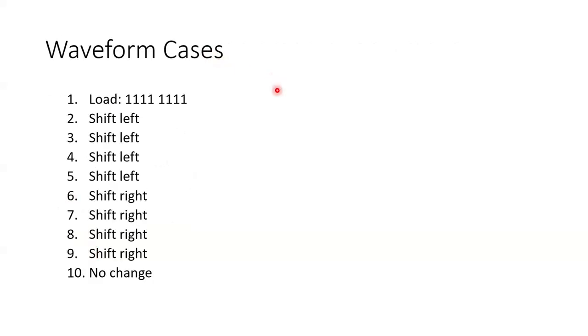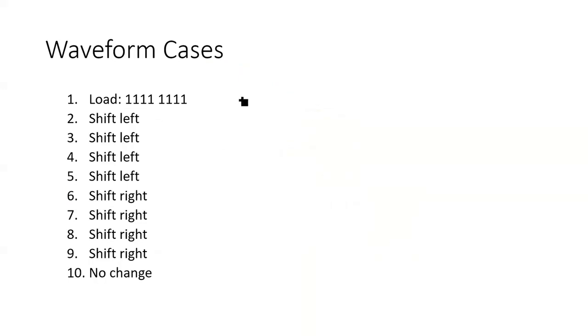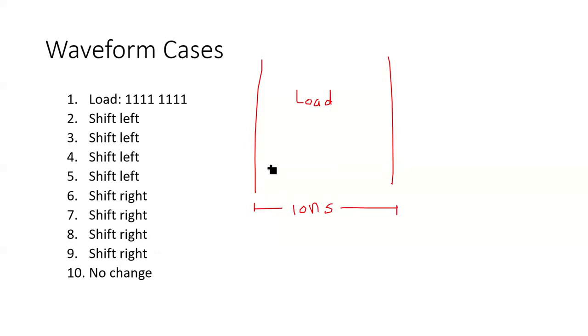Now on the waveform, you'll be showing these operations. So you'll be loading, so let's say this is your 10 nanosecond window. In one 10 nanosecond window, you'll be performing one operation. So let's say you're performing load over here. So the clock should have only one pulse, and then you'll assign your inputs, and you'll assign your select line values, and you'll perform the load operation in one window.